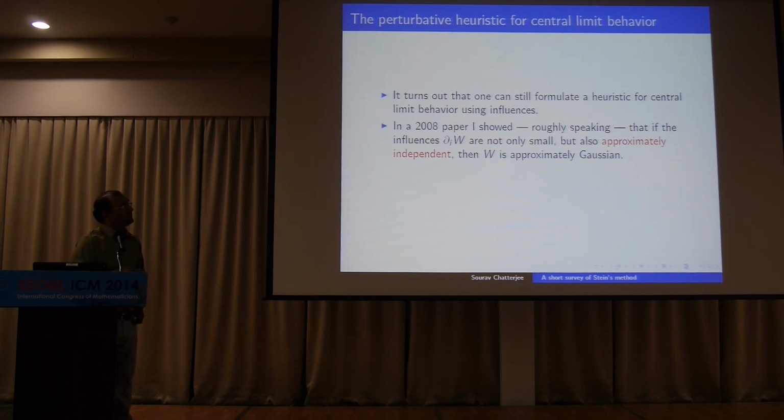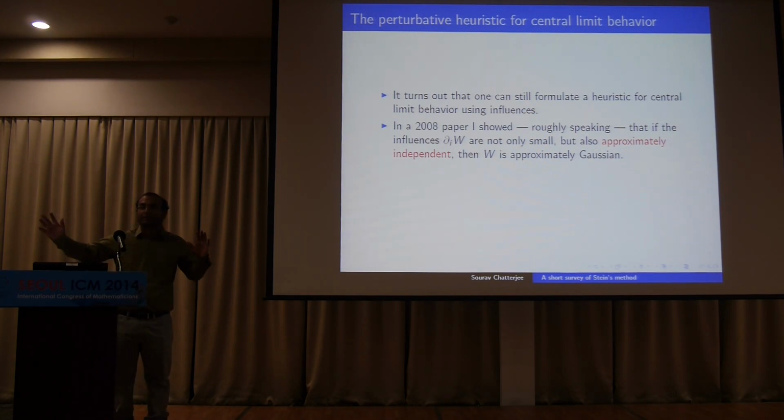This was in 2008, where I showed that if the influences are not only small, but are also approximately independent, okay? So it may be difficult to write a random variable W as a sum of independent components, as I said, in the minimal spanning tree. I don't know how to write it as a sum of independent components or approximately independent things. But if you look at perturbations, when you change one coordinate, how it changes, that's a very well-defined quantity.